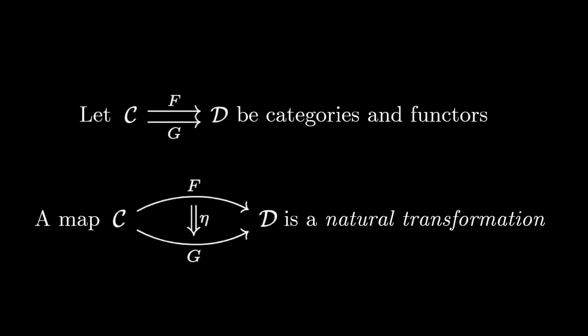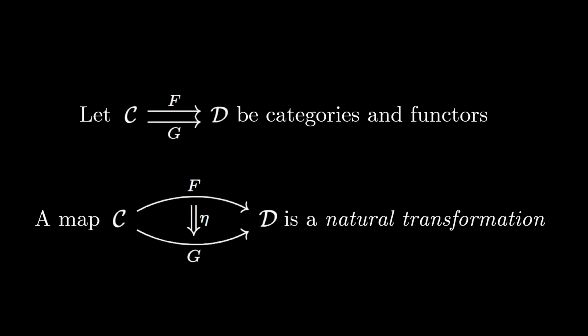So, as we said earlier, whenever we encounter a new type of mathematical object, we should always ask if there is a sensible notion of mapping between them. Well, functors are mathematical objects, so can we map between functors? Yes, of course we can. These maps are called natural transformations.